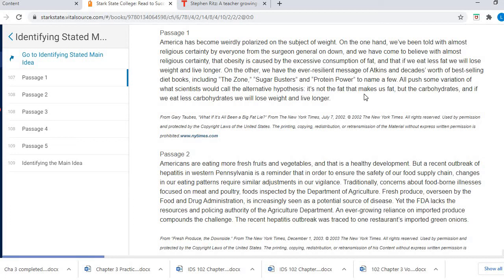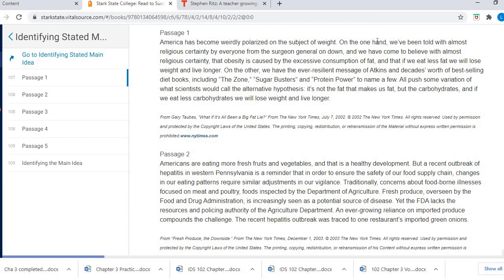All push some variation of what scientists will call the alternative hypothesis. It's not the fat that makes us fat, but the carbohydrates, and if we eat less carbs, we will lose weight and live longer. So hopefully you can tell that the topic of this paragraph is weight.